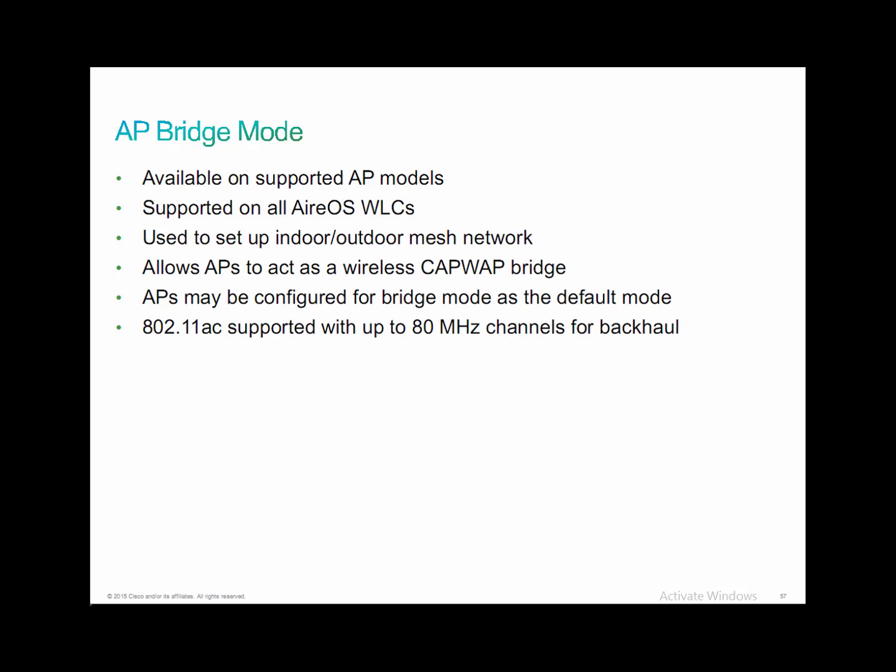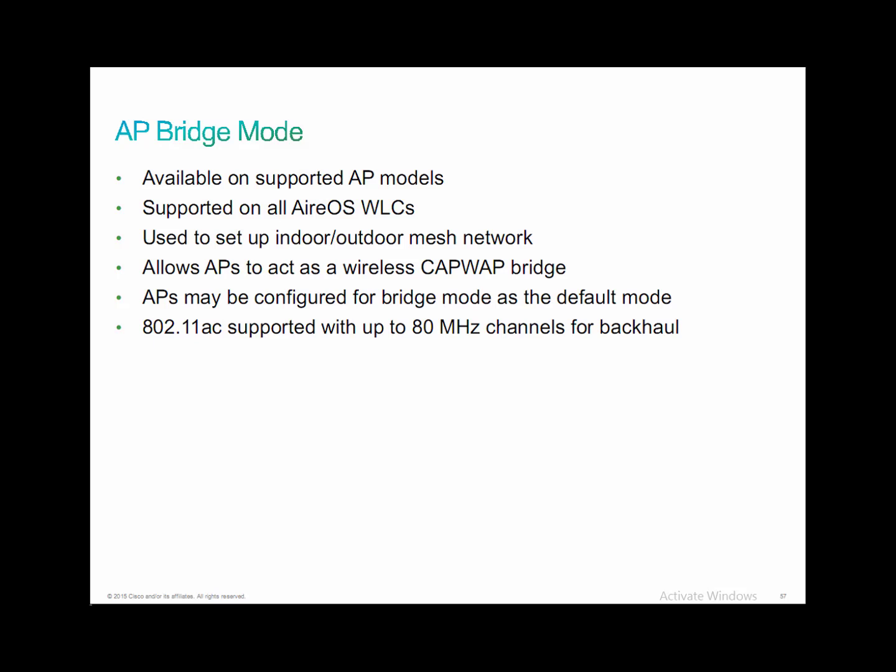If you're operating as an indoor MAP, that's supported on only a few Cisco access points, but it's supported on all of the wireless LAN controllers. Operating 802.11ac, that's going to use 80 megahertz wide channels for the backhaul traffic that's being sent across the mesh network. So you have to make sure that you've allocated the appropriate resources for that.